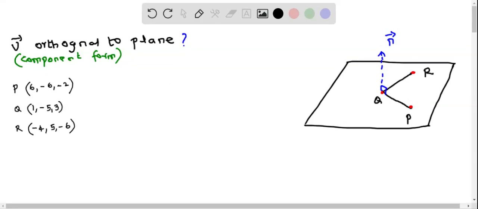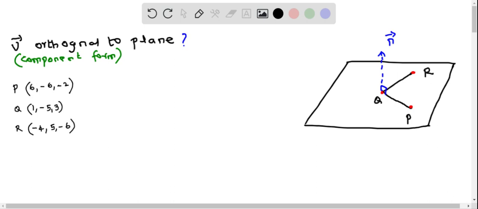We will now determine a vector v which is orthogonal to the plane containing these 3 points, that is the points p, q and r, and we will write down this vector in component form. So here I have drawn a sample diagram of a plane with these 3 points, that is p, q and r.